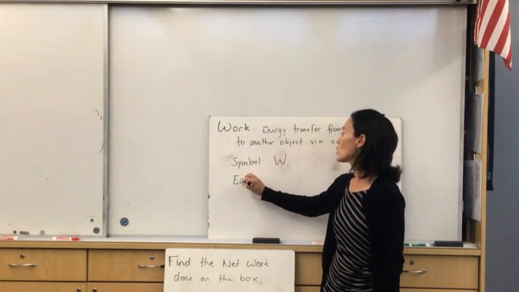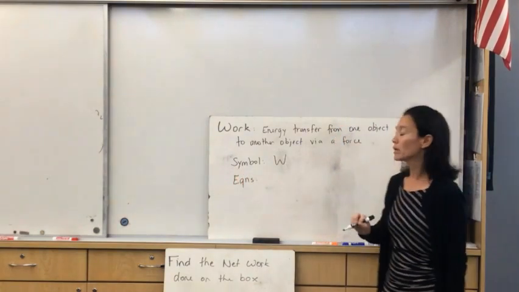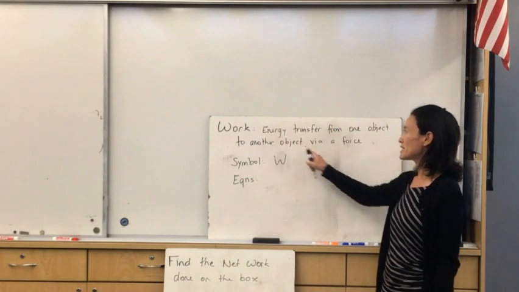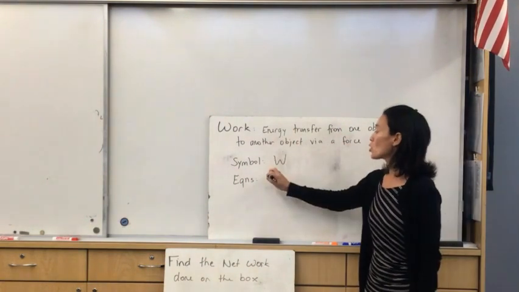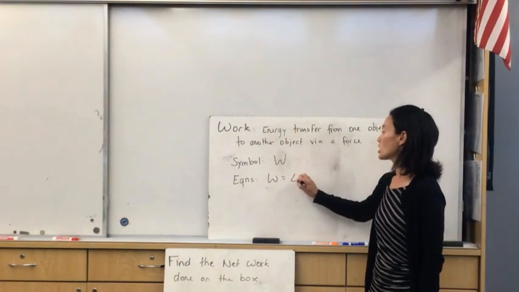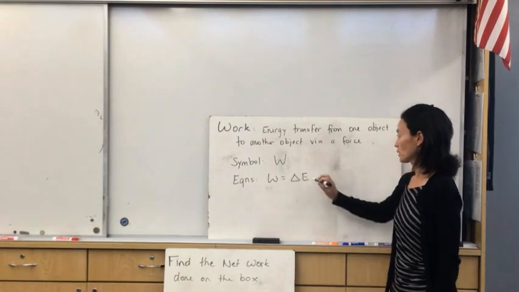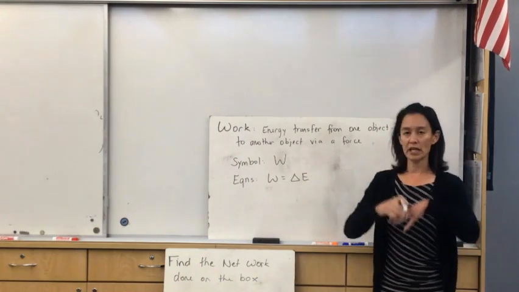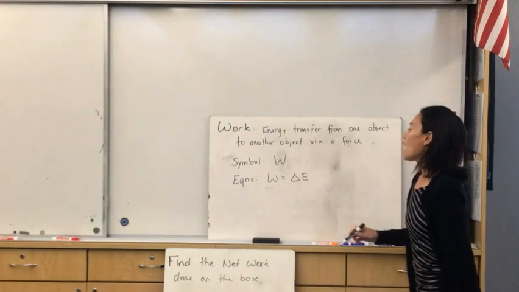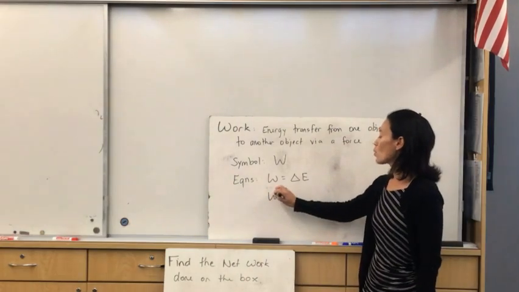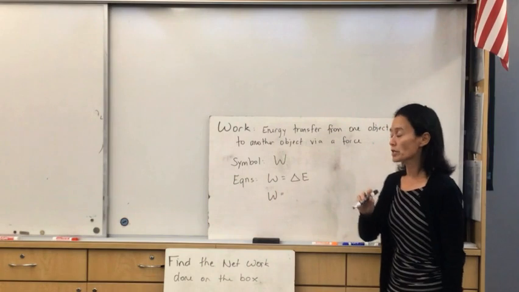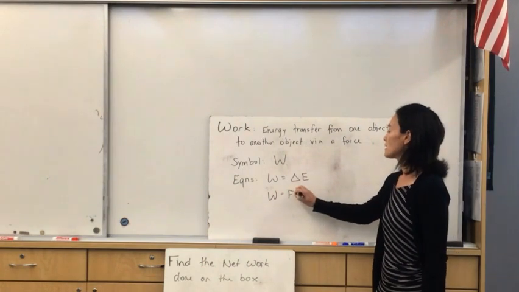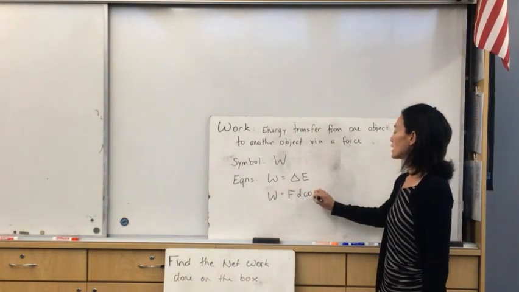Equations: there are actually two ways we can think about work. One is the idea that it's an energy transfer, so work is equal to a change in energy, E being the symbol for energy. The other way we can think about work is through the lens of force, and so work is F d cosine of theta.